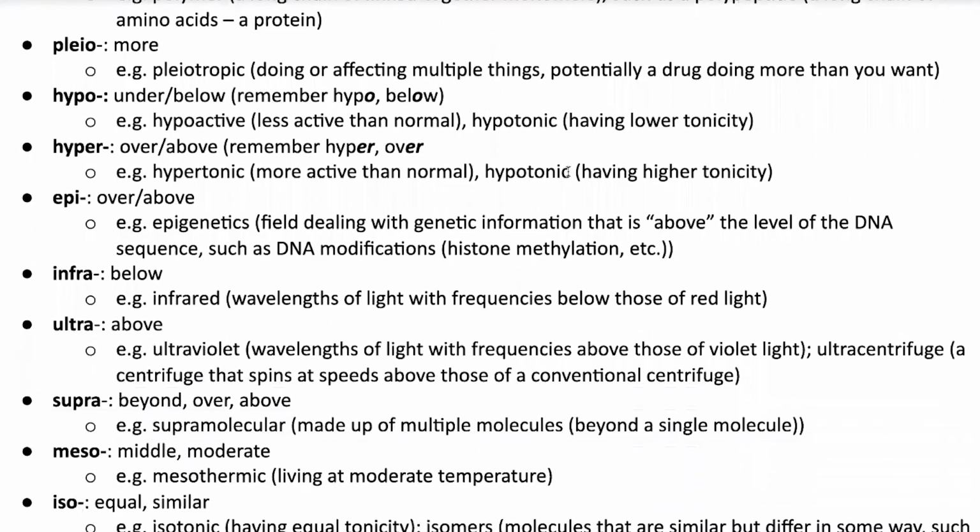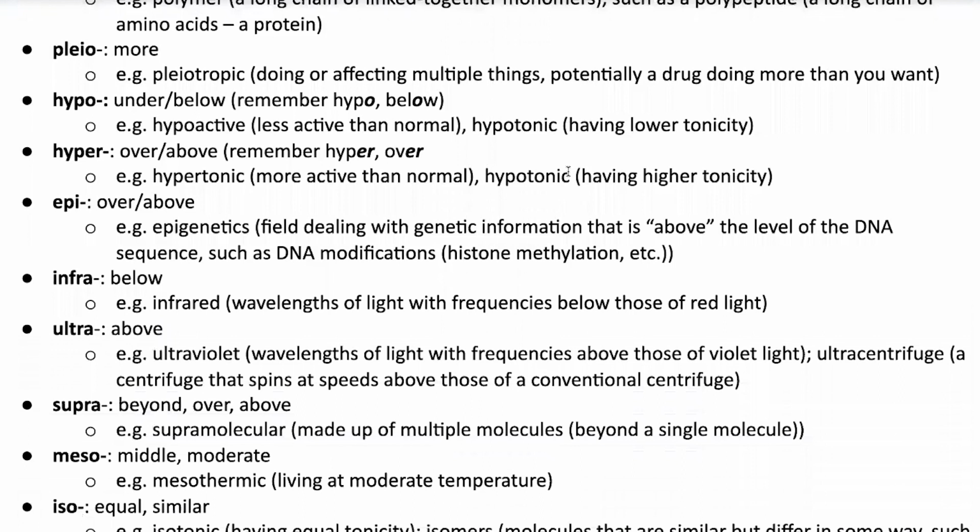Speaking of things, pleio means more. And something that's pleiotropic is going to be doing or affecting multiple things. And so this is potentially a drug doing more than you want. Think you go through this smart drug design strategy so that you design something to do one thing, and then you find out that it's actually affecting a lot of different things. We would say those were pleiotropic. It had pleiotropic effects. So it's affecting more things than just one.